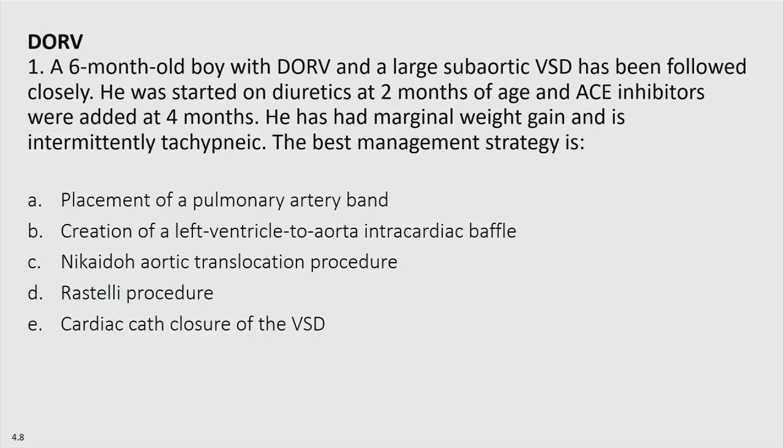So switching gears a little bit into double outlet right ventricle, let's start also with a question. A 6-month-old with DORV and a large subaortic VSD was started on diuretics at 2 months of age, and ACE inhibitors were added at 4 months. He has had marginal weight gain and is intermittently tachypneic. Best management strategy is placing a PA band, creating an LV to aortic intracardiac baffle, a Nikaido, a Rastelli, or a cardiac cath closure of the VSD.